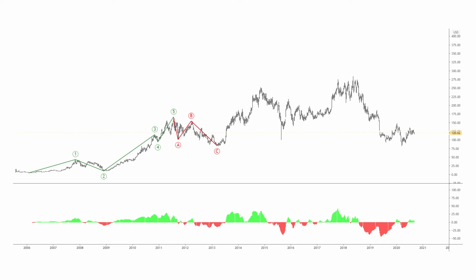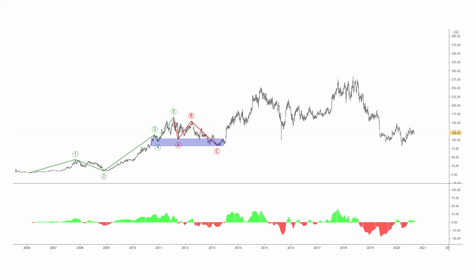Important to note is this divergence between price and the Elliott wave oscillator. Price makes a lower low, while the Elliott wave oscillator makes a higher low. It shows that the correction has ended and the new impulse sequence is starting. Most often the correction ends in the zone of the previous wave 4.